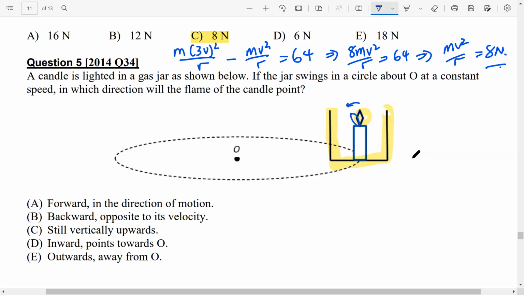You can actually find videos of this on YouTube. You can just search for candle in jar in circular motion, something like that. You can search on Google, then the videos will come up. So because of that, it'll just point inwards towards O. So answer is just D.